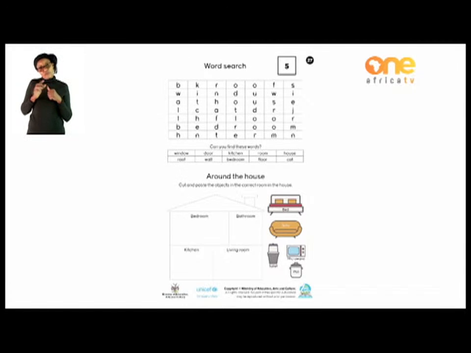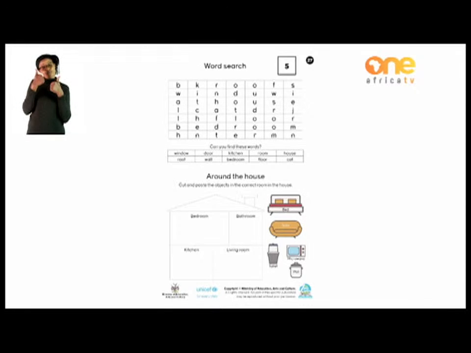The first word is window, roof, door, wall, kitchen, bedroom, room, floor, house, and the last word, cat. Now those words, you must search for them on top. Do you understand, boys and girls?